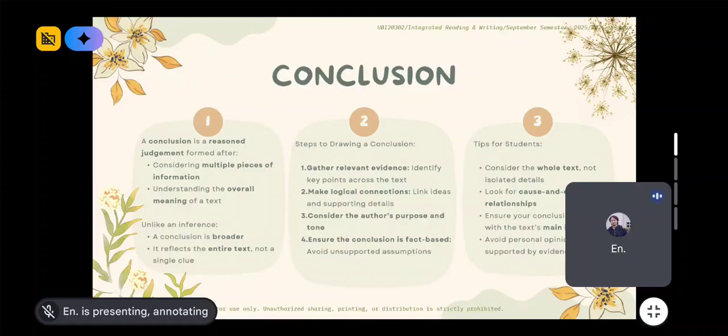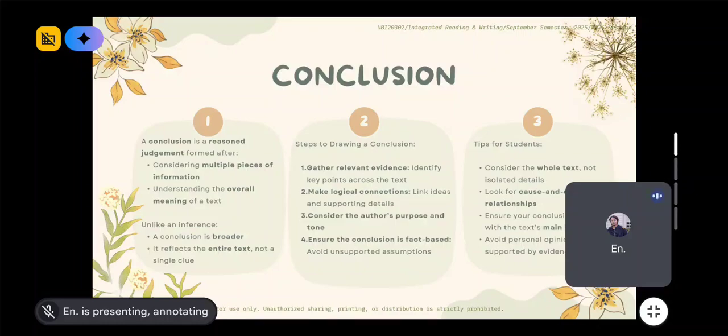Unlike an inference, a conclusion is broader. It reflects the entire text, not just a single part. When it comes to conclusion, it is something that is about the passage, about the whole article, not just one specific part of it or one specific paragraph of it. It will be about the whole passage. It will be broader, wider, more general.